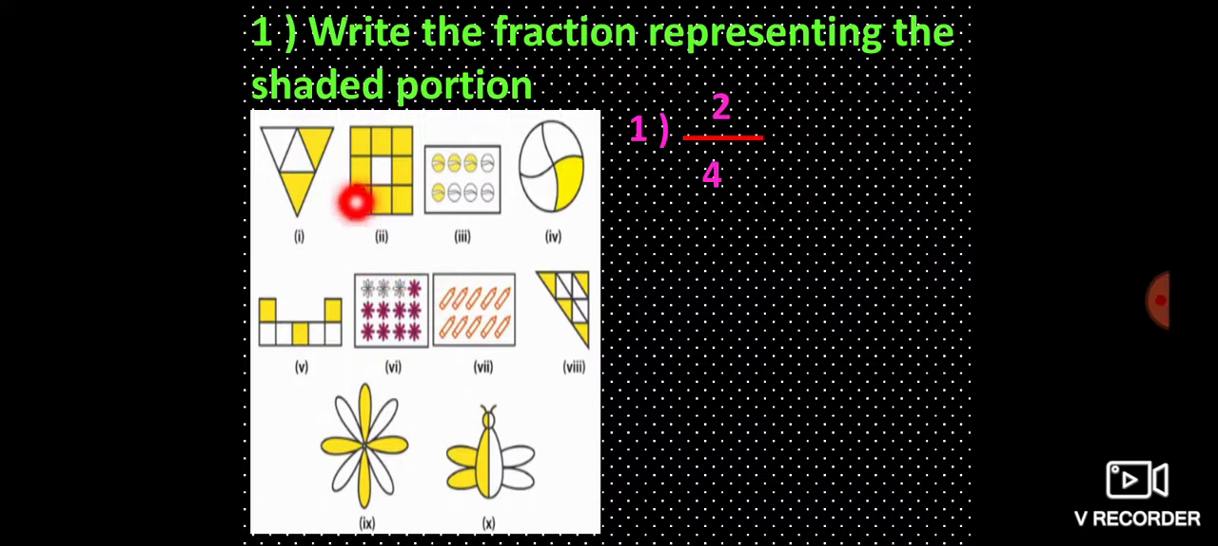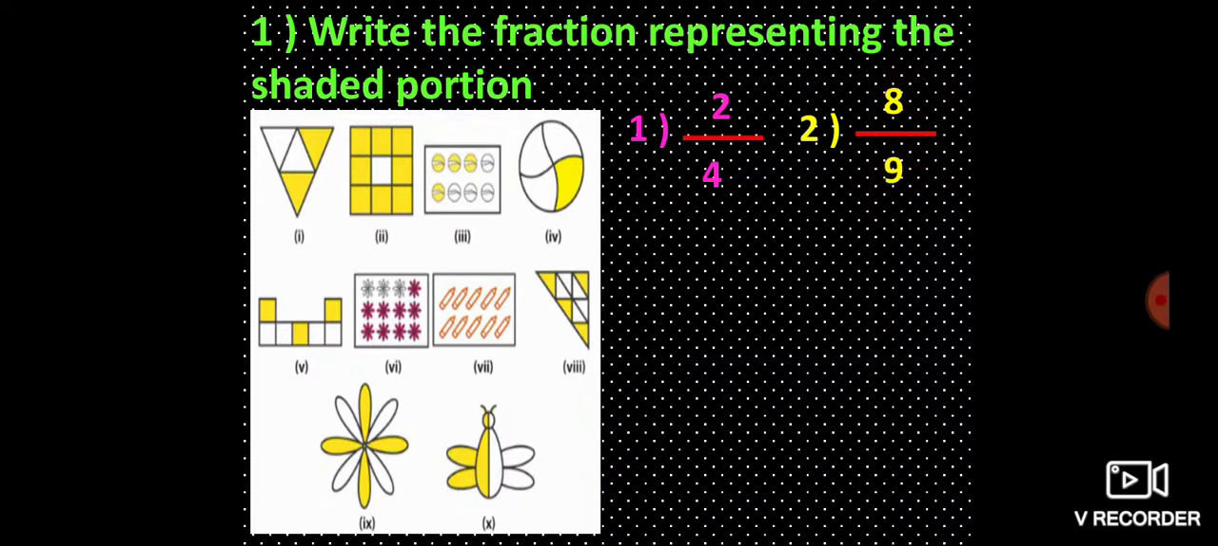Look at the second figure. Total how many small squares? Total 9 squares are there. Out of 9 squares, only 8 squares are shaded. Therefore, the fraction is 8 by 9. 8 is shaded, 9 is the total number.